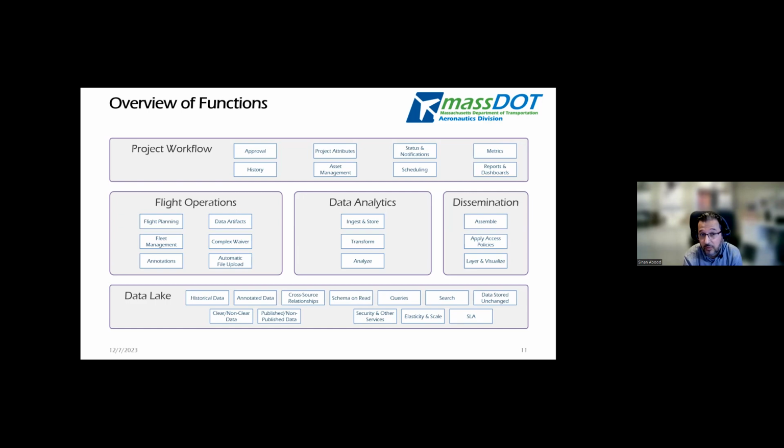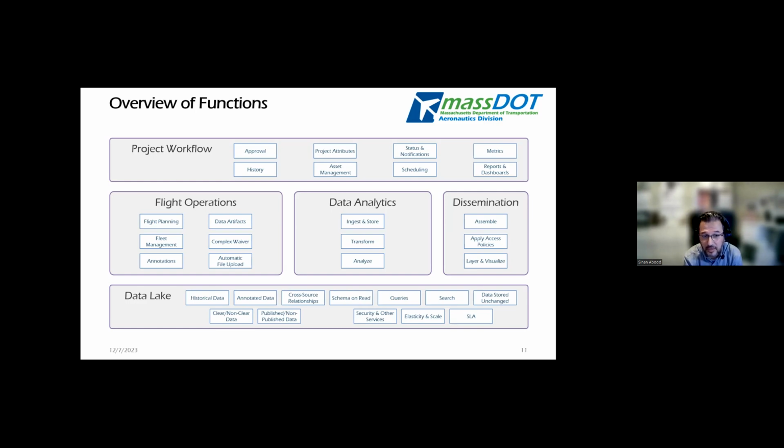The project workflow consists of the project approval. Every submitted request for flying goes through a process to approve the projects, to make sure that we can do the project and it's safe to do it. After it gets approval, it goes through mission planning and risk management, and then gets handed over to flight operations, who fly and collect the data.